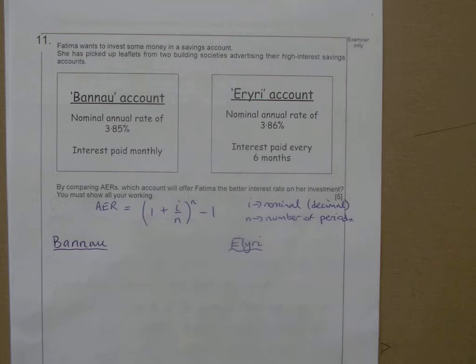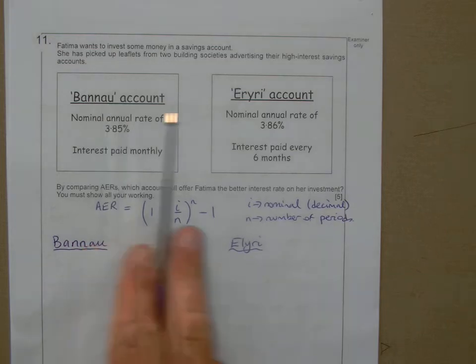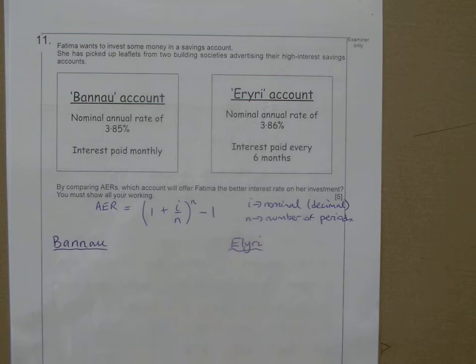So Fatima wants to invest some money in a savings account. She's picked up leaflets from two building societies. We've got the Banai account and the Aliri account. And it says then, by comparing AERs, which account will offer Fatima the better interest rate on her investment? You must show all your working.